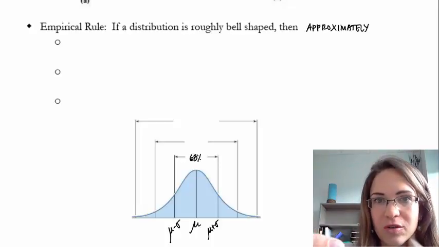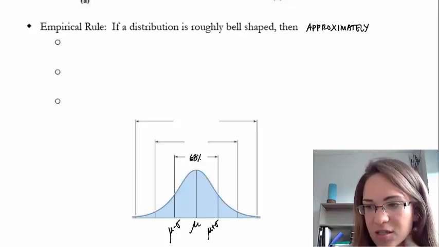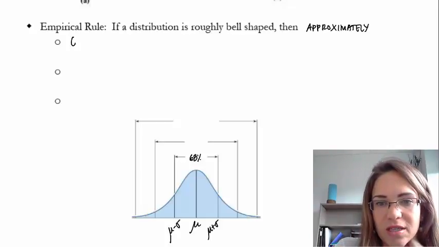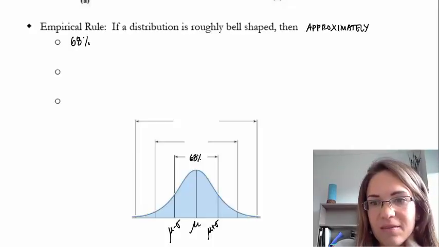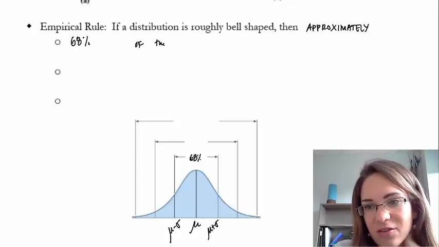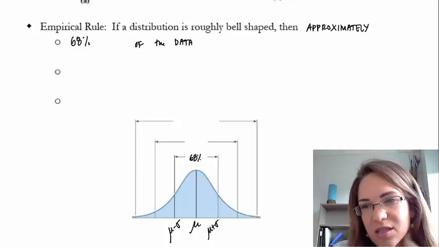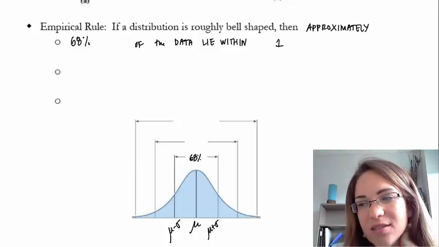So I'm going to show you the empirical rule 2 ways. One way just on this table, and then one way in bullet points. So the first bullet point would say that 68% of the data values from this distribution lie within 1 standard deviation of the mean.